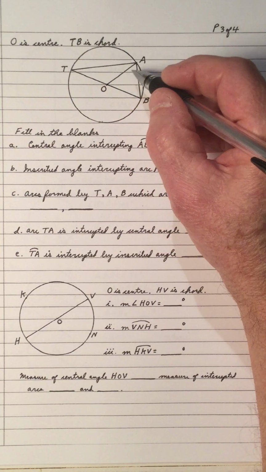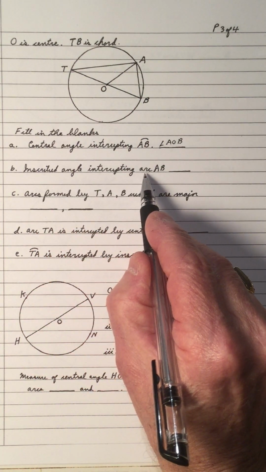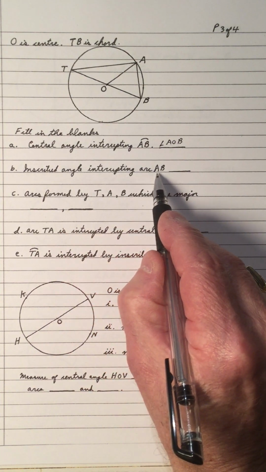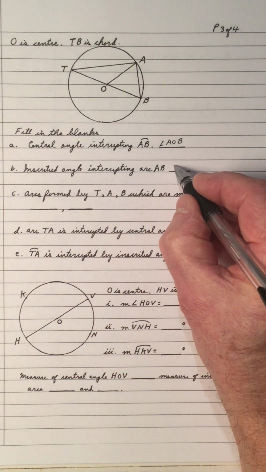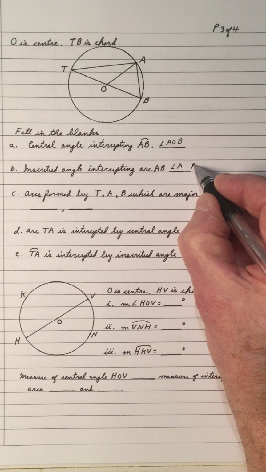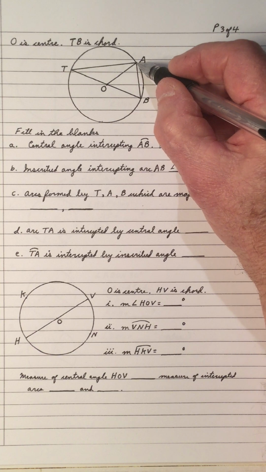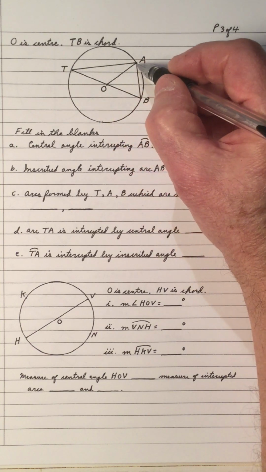An inscribed angle intercepts what? What inscribed angle intercepts arc AB? Again, it's an inscribed angle, so the angle starts with A and ends at B. An inscribed angle is made up of two chords. So it's ATB.